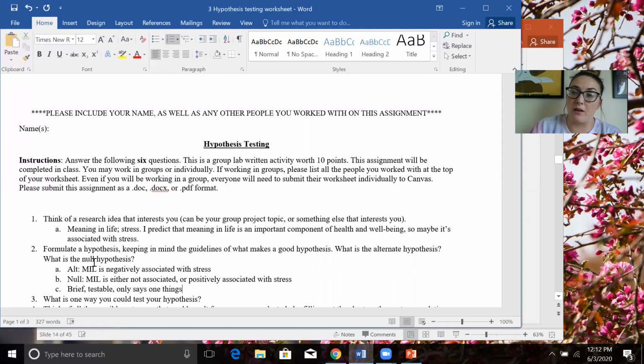If I was formulating what we call a non-directional hypothesis, it would be more so a statement saying meaning in life is associated with stress, but I don't know if it's positively or negatively. You would be willing to accept a correlation that's either positive or negative. Then your null would just be the logical counterpart to that, which is the absence of a correlation. So definitely make sure that you're going through the slides carefully to identify whether you're using directional or non-directional language and formulate your alternative and null hypothesis appropriately.